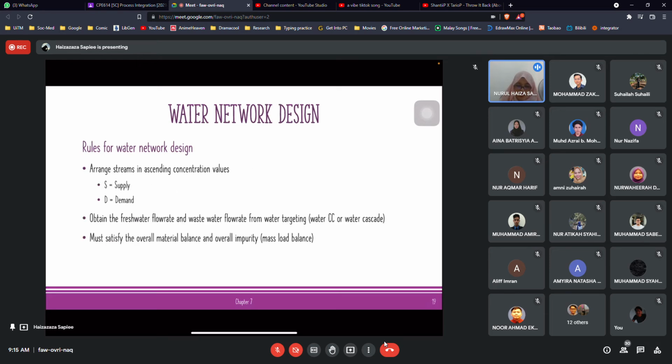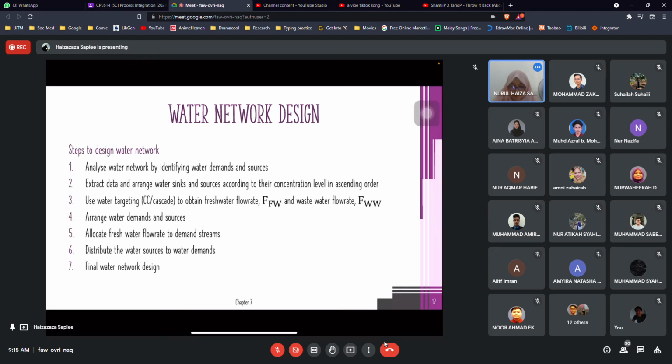You always have to arrange according to concentration, so this is the same thing, ascending concentration. S is usually supply, D is demand. We have to get the fresh water flow rate and the wastewater flow rate from our water targeting, and we have to satisfy the entire material balance. If it does not satisfy, it means our answer is wrong. Similar to PTA or heat energy, where we can check our energy pinch and check everything afterwards. It's the same with water. So where is the golden rule?